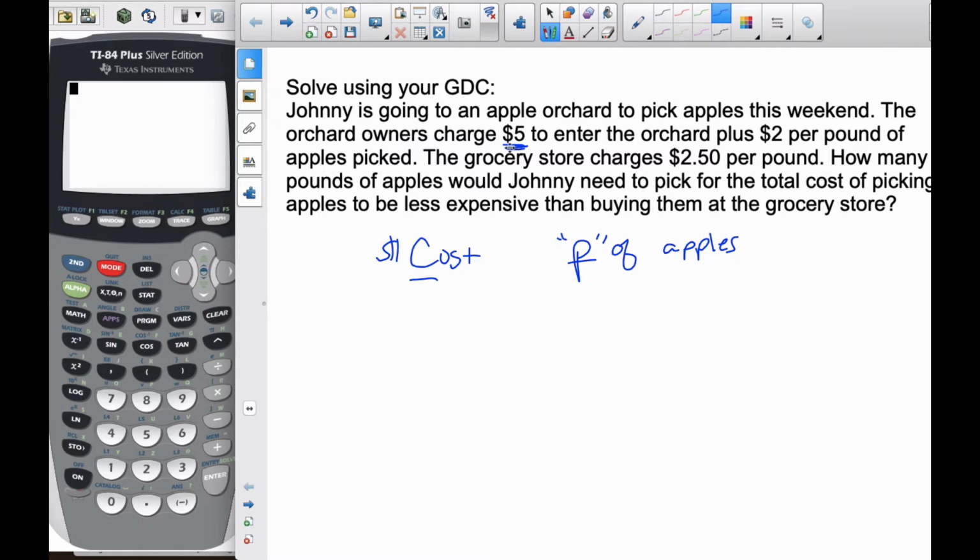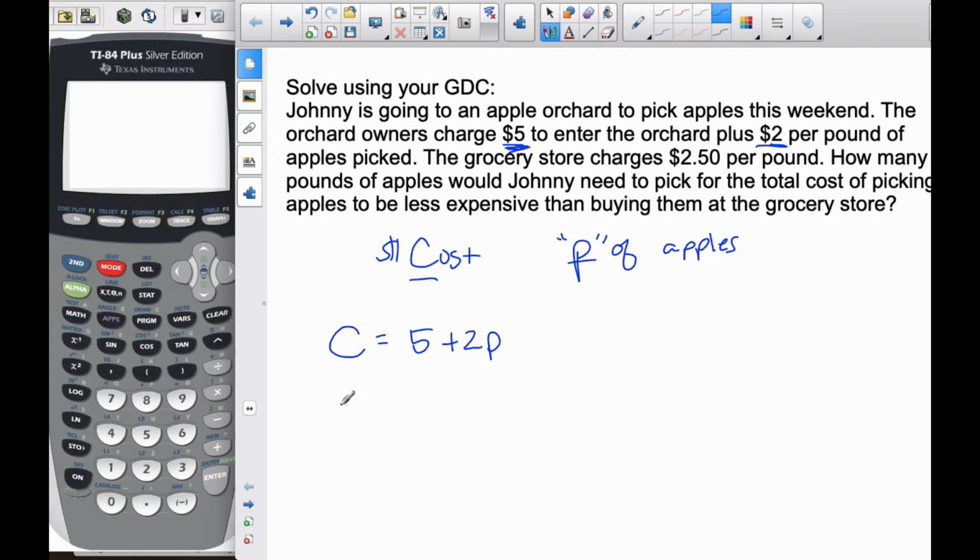Well, I think this is the orchard. It tells me stuff about the orchard. So there's $5 to get in. I know it costs me $5 just to walk onto the orchard. But then for each pound of apples I pick, it's $2 per pound. Johnny picked P pounds of apples. So the total cost would be 2P plus 5 to enter the orchard.